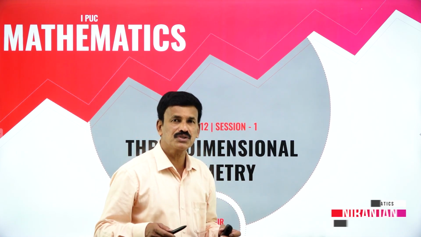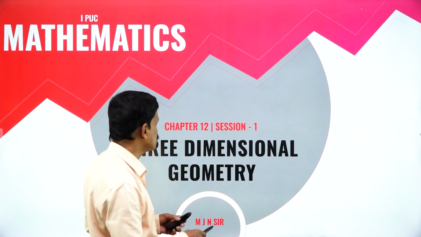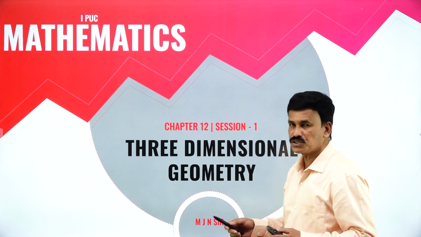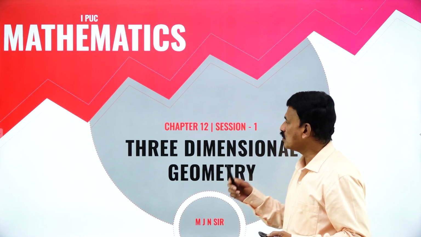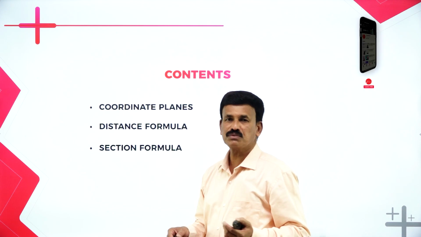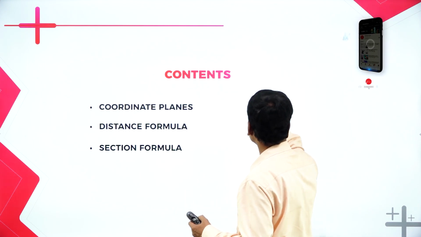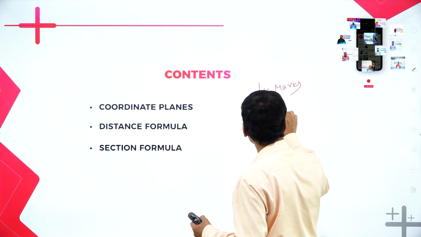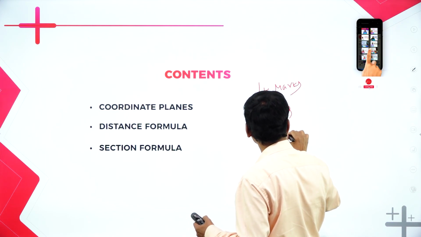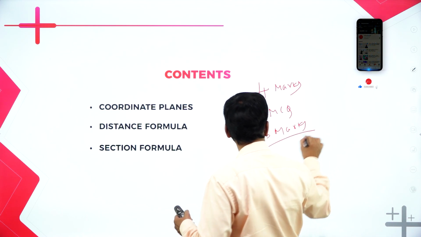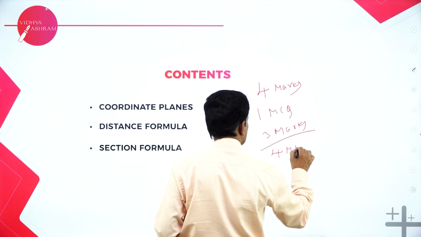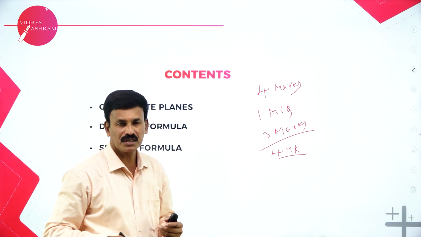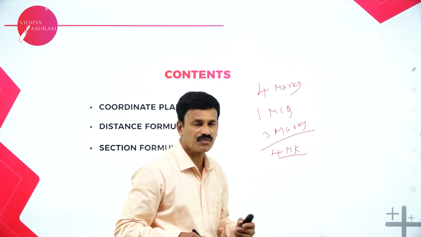Today in this session, I am going to discuss a very simple and easy chapter, that is chapter number 12, three-dimensional geometry, 3D geometry. Before going to the exact chapter, let us know the weightage for this chapter. You will get 4 marks from this chapter: one MCQ question and one 3 marks question. So totally you will get 4 marks, one MCQ and one 3 marker question. A very simple chapter for 4 marks.